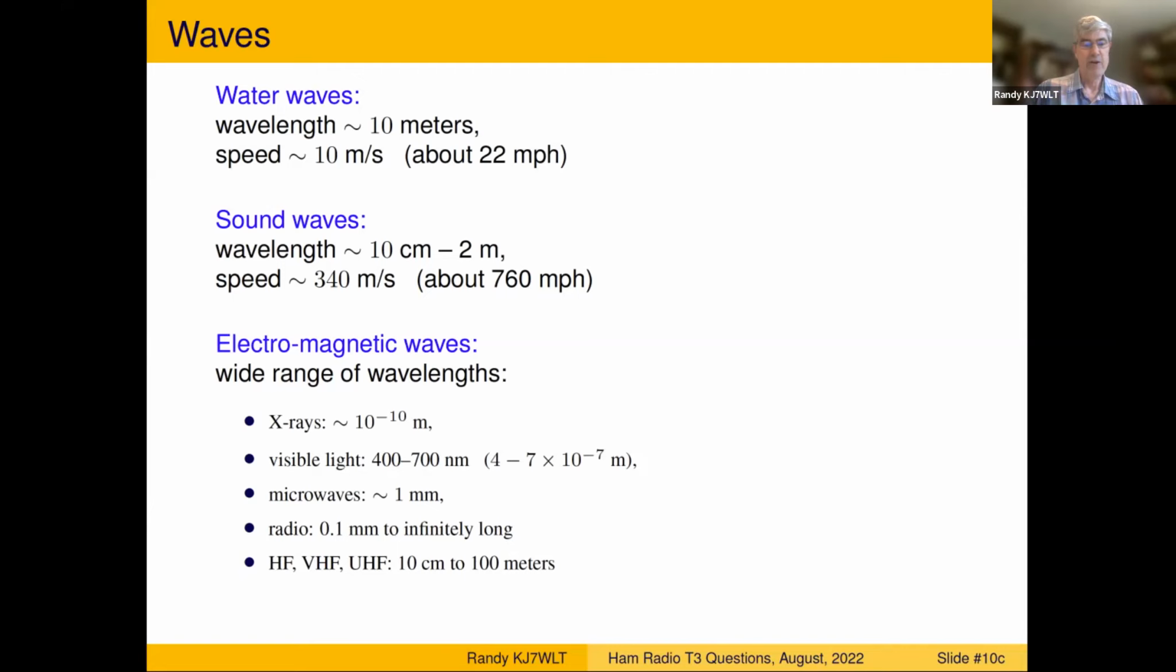And they also have a very wide range of wavelengths. So X-rays, like in the doctor's office, have wavelengths that are on the order of 10 to the minus 10th meters, very tiny. Visible light that we see is on the order of 400 to 700 nanometers. A nanometer is a billionth of a meter, so that's on the order of 10 to the minus 7 meters.